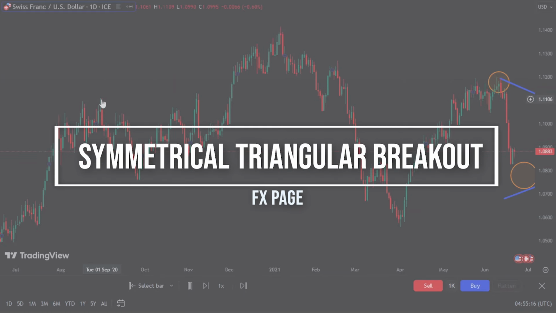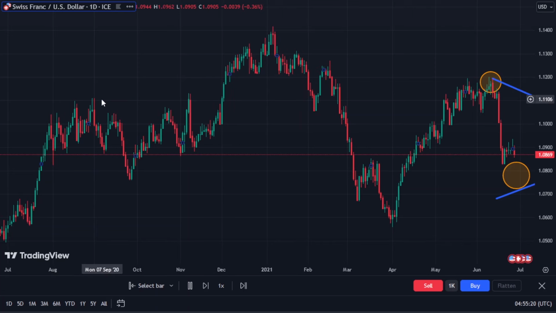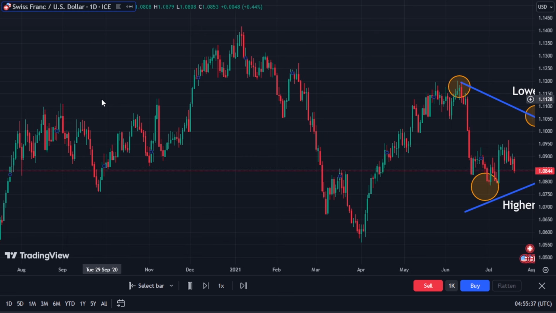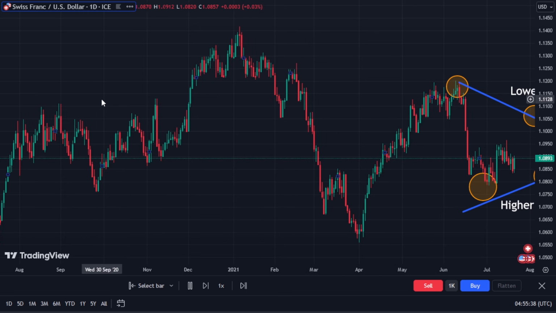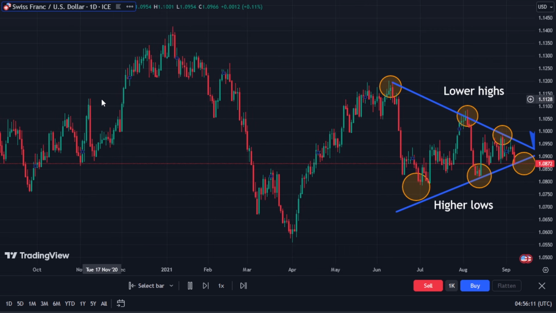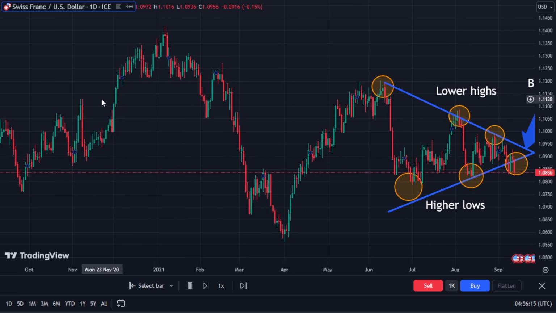The third type of triangle is the symmetrical triangle. Rather than having a horizontal support or resistance level, both the bulls and the bears create higher lows and lower highs and form an apex somewhere in the middle.